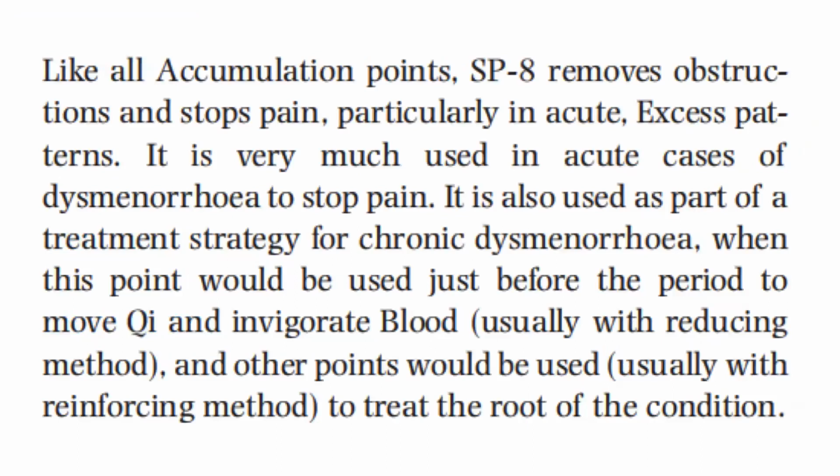Like all accumulation points, spleen 8 removes obstruction and stops pain, particularly in acute excess patterns. It is very much used in acute cases of dysmenorrhea to stop pain. It is also used as part of a treatment strategy for chronic dysmenorrhea, when this point would be used just before the period to move Qi and invigorate blood, usually with reducing method. And other points would be used usually with reinforcing method to treat the root of the condition.